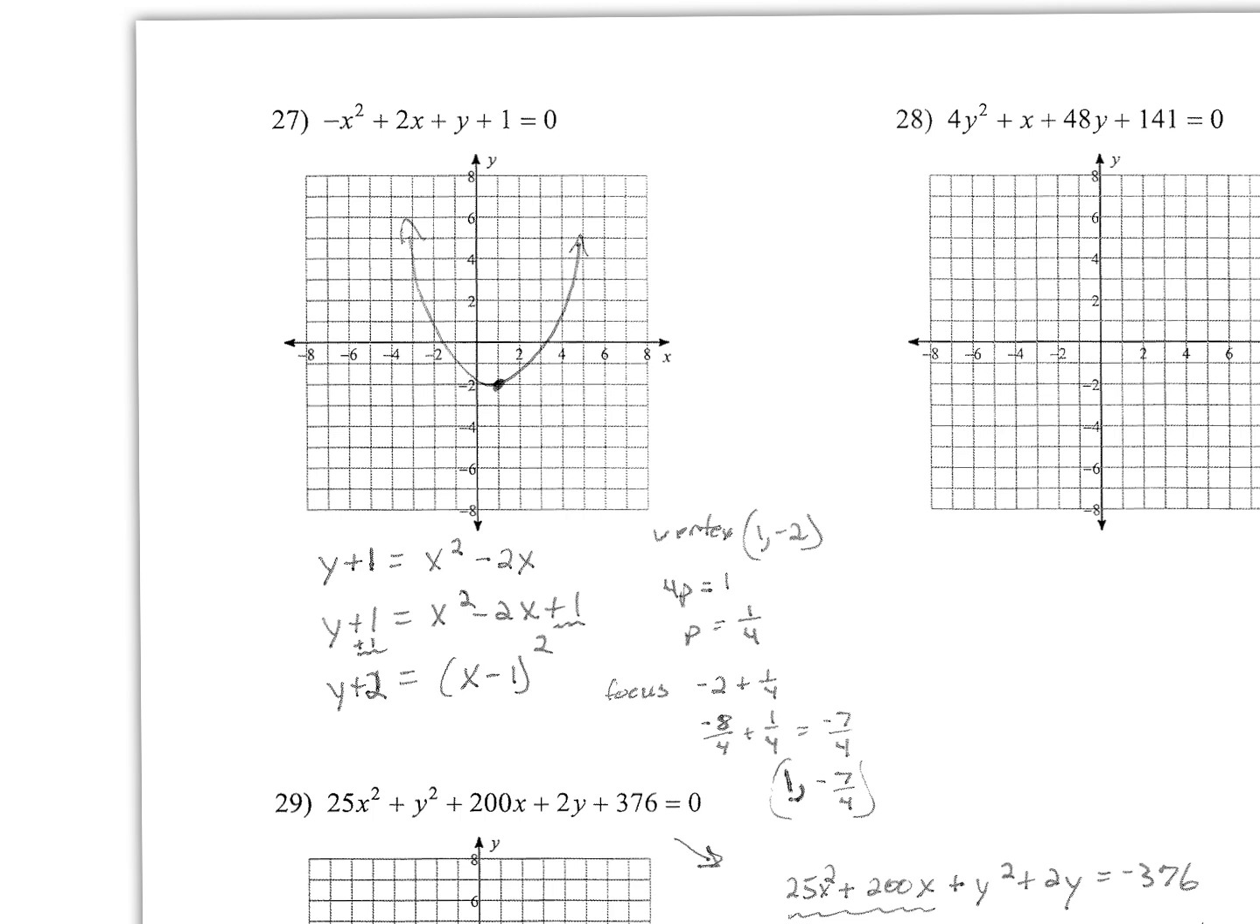We don't have to do all that, but you can see that 4p from this equation, 4p equals 1. So p then is 1 divided by 4, which is just 1/4. So from that information, we can determine what our focus is. Our vertex is at (1, -2). We get that from the equation. The opposite of -1 is 1, and the opposite of 2 is -2, so we have (1, -2).